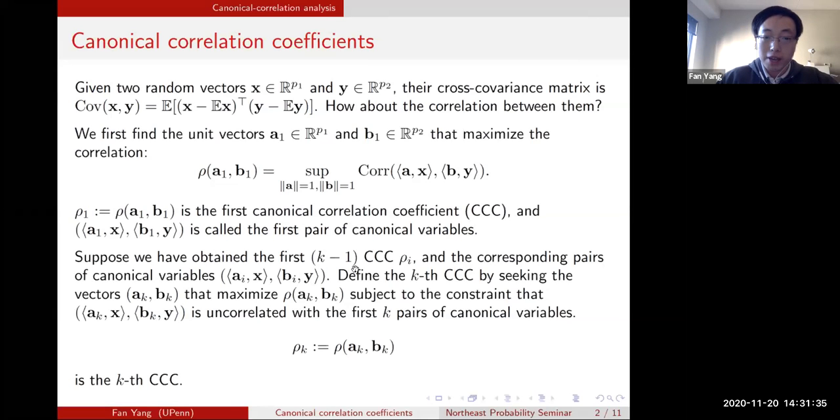Inductively, suppose we have obtained the first k-1 canonical correlation coefficients rho_i and the corresponding pairs of canonical random variables. Then we define the next canonical correlation coefficient by finding the directions A_k and B_k that maximize the correlation along directions A_k and B_k, subject to the constraint that this pair of random variables is uncorrelated with the first k-1 pairs of canonical random variables. We call this correlation the k-th canonical correlation coefficient.